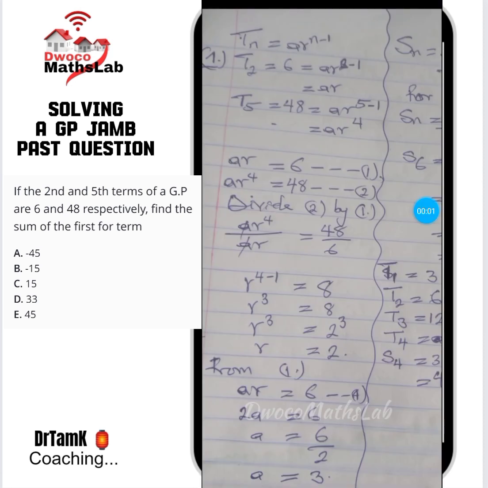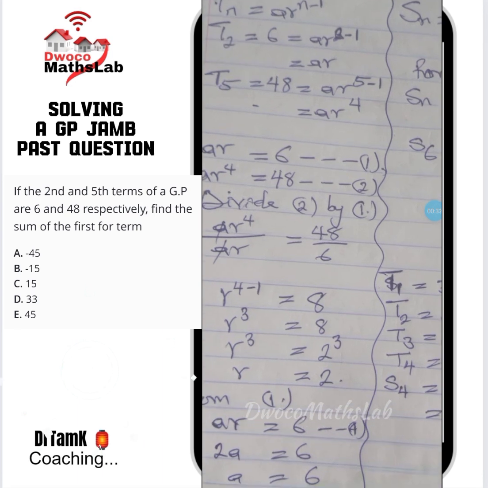Guys, if you look at the question, it's a bit technical, but very straightforward if you have understood geometric progression. Now the nth term of a GP is a r raised to power n minus 1. So the second term becomes a r raised to power 2 minus 1, which from the question equals 6. Now the fifth term, they say, is 48, and the formula is a r raised to power 5 minus 1, which is a r raised to power 4. You can see that clearly, right?